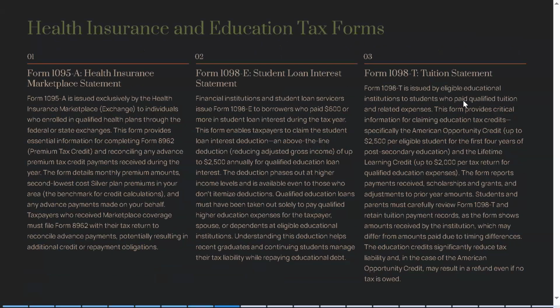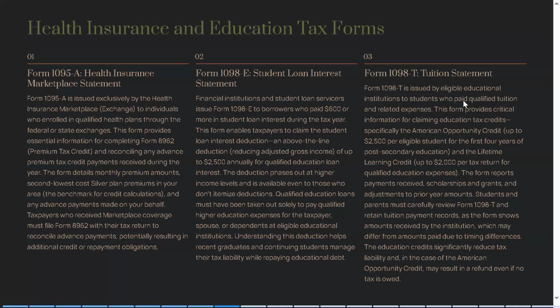So 1095-A, this is another big one. So health insurance. I think prior to 2017, health insurance was mandatory. If you did not have health insurance, then you were penalized for it. So during that time, we were doing taxes like, did you have insurance? Did you have insurance? Now, if somebody does not have health insurance, there is no penalty. There is nothing. If you don't have health insurance, you just don't have it.